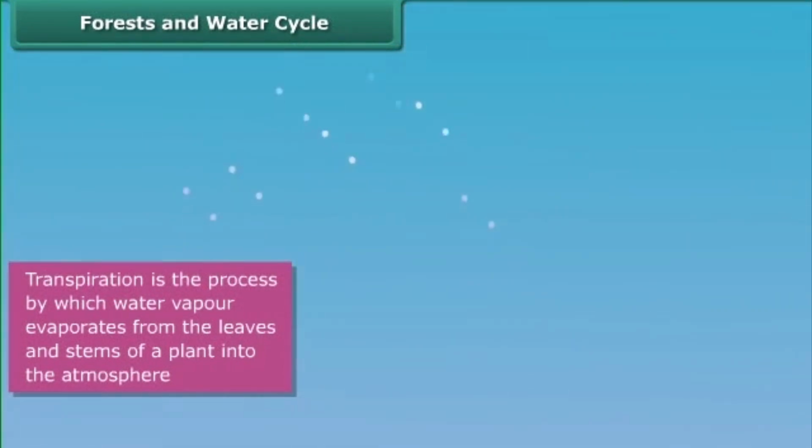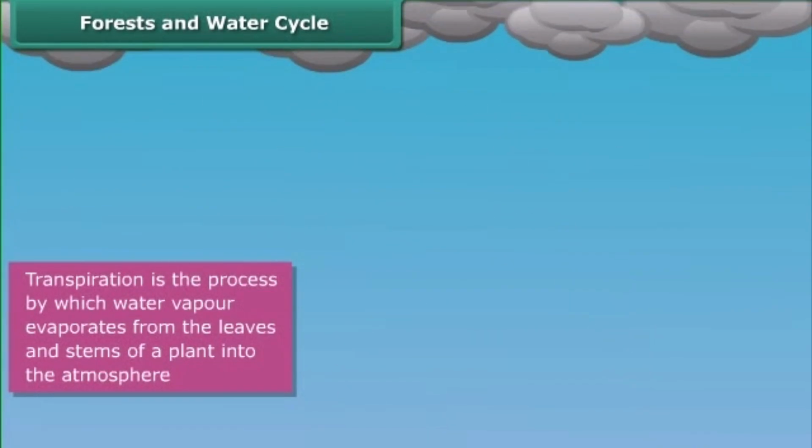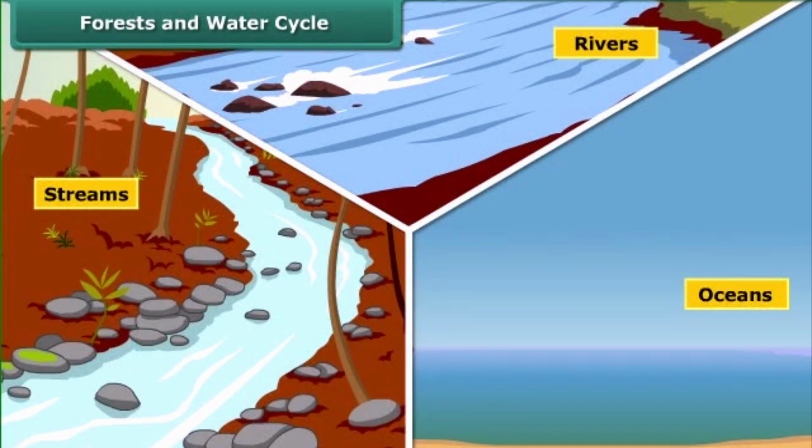When it comes in contact with a cooler surface, it condenses and forms clouds. When the water droplets in the clouds become heavy, they fall down as rain. The rainwater flows into streams, rivers, and oceans, thereby completing the water cycle.